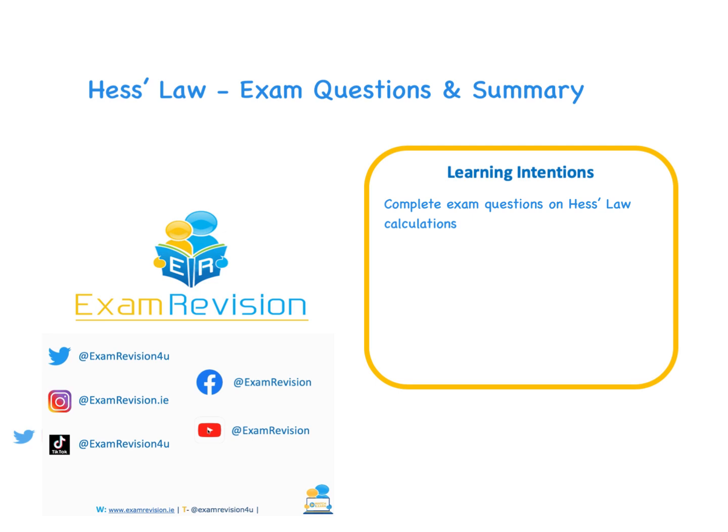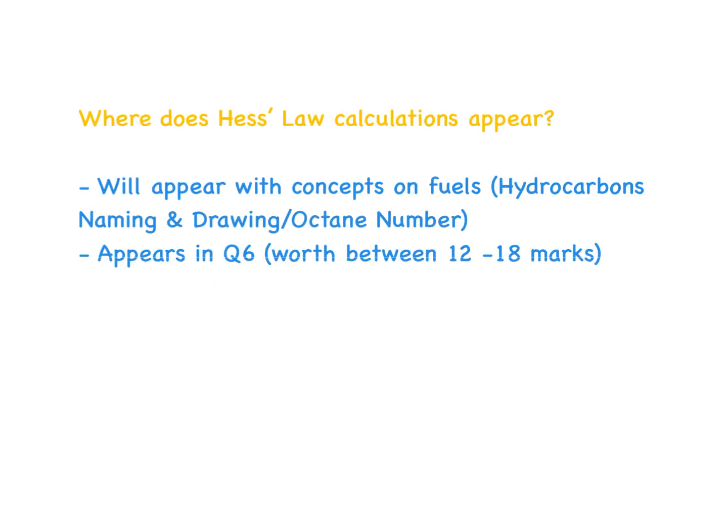So let's begin with Hess's Law, and the question on everyone's lips is, where does it appear in the exam? So let's take a look. Hess's Law will appear on a Leaving Cert chemistry exam. It's either that or heat of neutralisation calculation that tends to come up. And if it is to appear, it will appear with the concept and chapter centred on fuels.